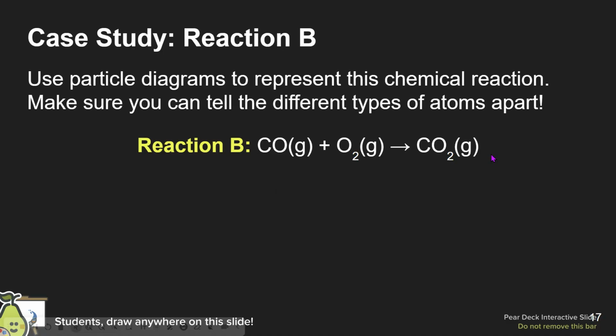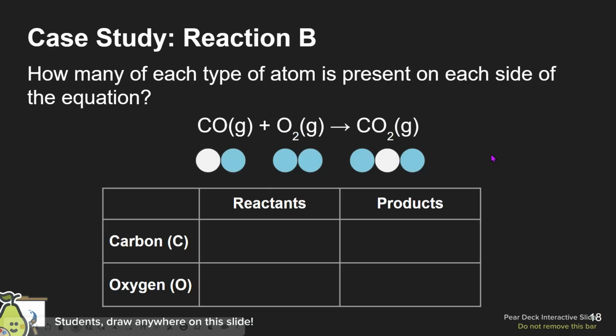Second example. Here again, try to use particle diagrams to represent the chemical reaction below, and remember to tell the different atoms apart by using different colors or patterns, and make sure you join your unique atoms together in the appropriate fashion. So here we have copper, and here I go, carbon and oxygen joined together, and then we have a diatomic oxygen molecule and carbon dioxide.